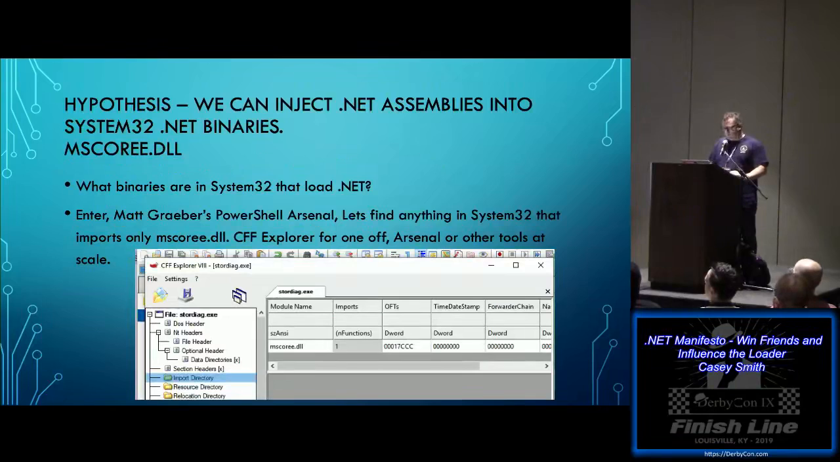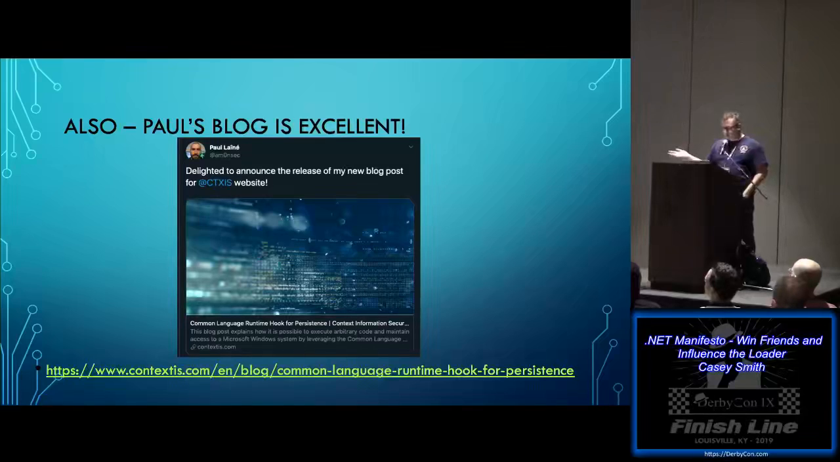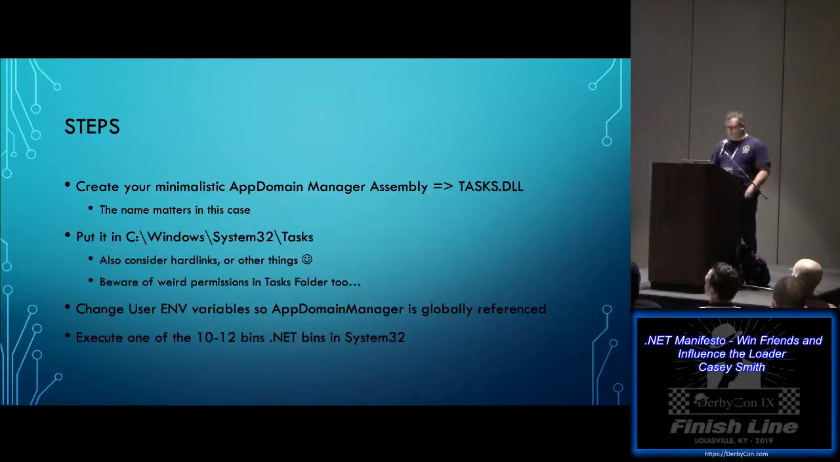The question you may have is, what are the System32 .NET binaries? I used Matt Graeber's PowerShell Arsenal to search and see what things are referencing the .NET framework. Matt had a really good tweet that basically said you can also use reflection load to determine the same thing. Also, Paul had a really good blog that defines a lot of what I'm describing here. I know we're going through this quickly, but he did a really good job of looking at app domains and persistence. These are the binaries that will load .NET assemblies. The steps are simply to copy your task DLL into that folder, change a few environment variables, and now you can load up your assembly.